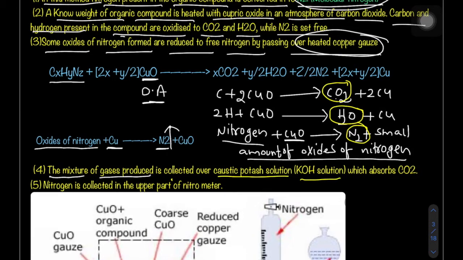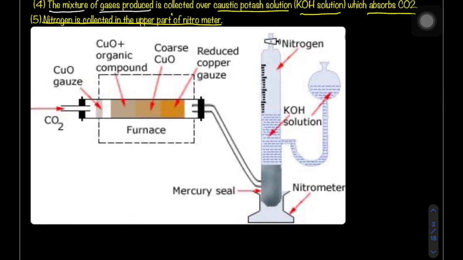Now, KOH solution is basic in nature, which can absorb the acidic oxide, that is the carbon dioxide, as we know in the Dumas method experiment. Now, nitrogen will be collected in the upper part of the nitrometer. Now see the diagram here. This is a furnace where the organic compound undergoes combustion in the presence of carbon dioxide and cupric oxide.